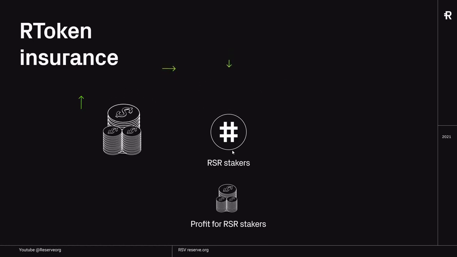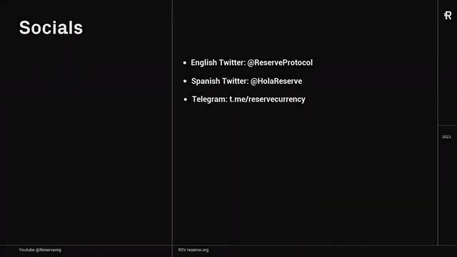Imagine then a second RSR staker joining that pool, then the 100 million that gets generated for those RSR stakers will have to be divided by 2. And so each of those RSR stakers will then receive 50 million in profits or in revenue. I hope this was somewhat clear.